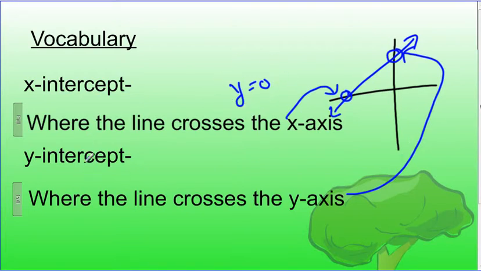Now, the y-intercept happens when the x-coordinate is 0. Look, right there, this y-intercept is on the y-axis, but the sideways motion from the origin is 0. So I'd move sideways 0, up or down to my point. So the x-coordinate is 0.